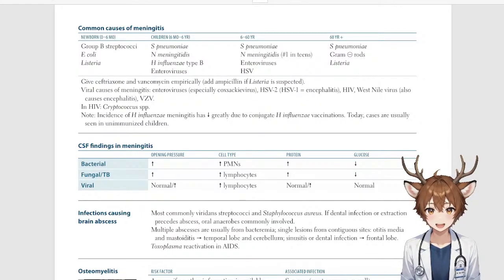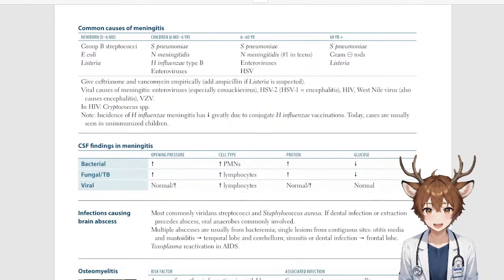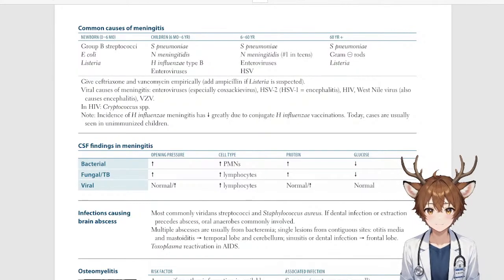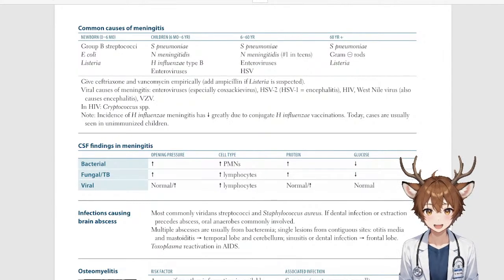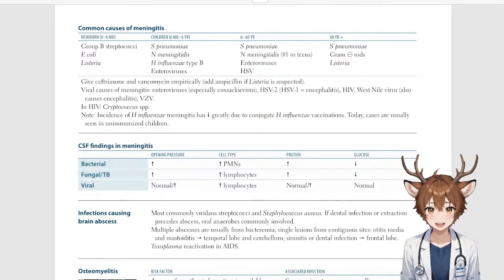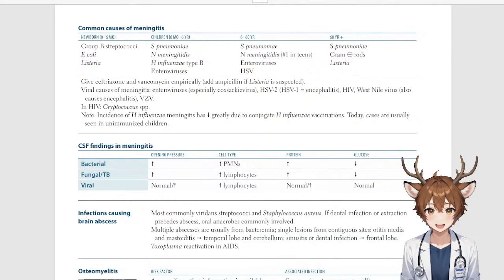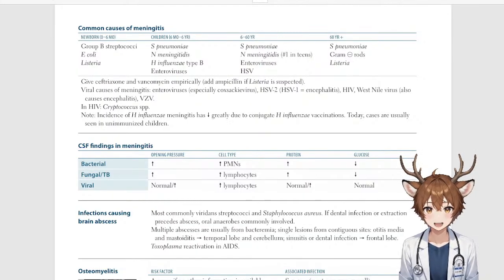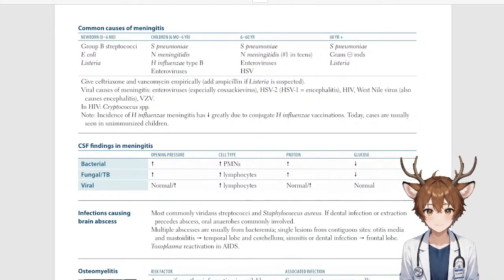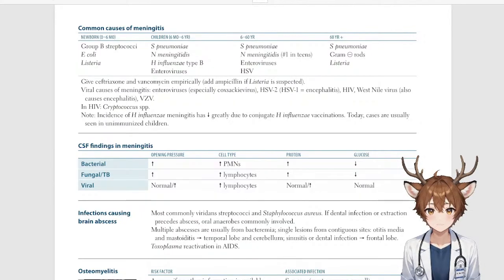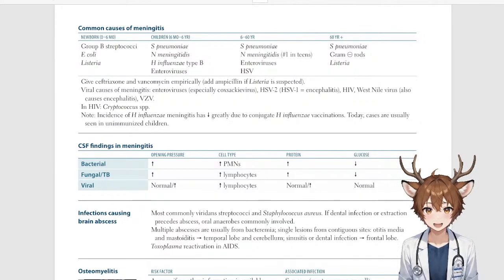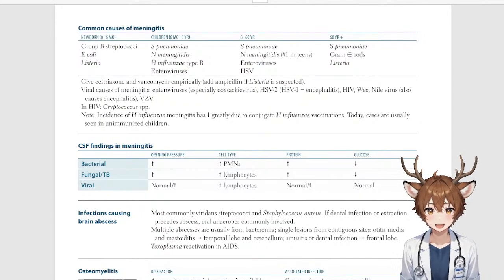What about children 6 months to 6 years? Strep pneumo, Neisseria meningitidis, H. influenzae type B, Group B strep, or again, that's Strep agalactiae, and enteroviruses. Neisseria meningitidis, be aware of that one, and strep pneumo, also be aware of that. Those are some big hitting ones. For most of your adult life, strep pneumo and Neisseria meningitidis are really big targets, very big candidates for causing meningitis.